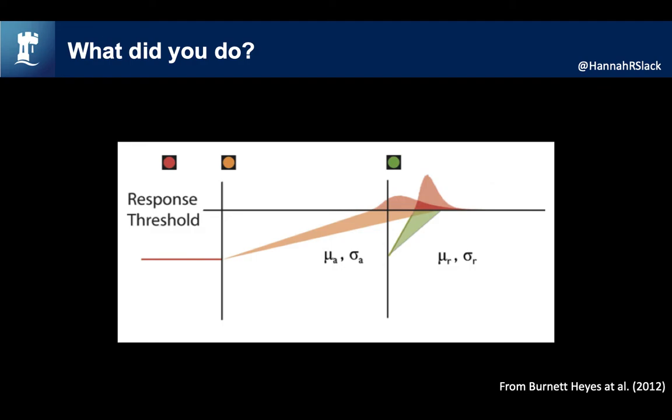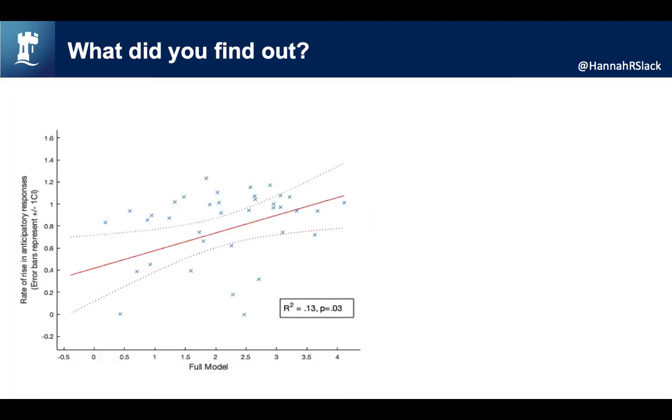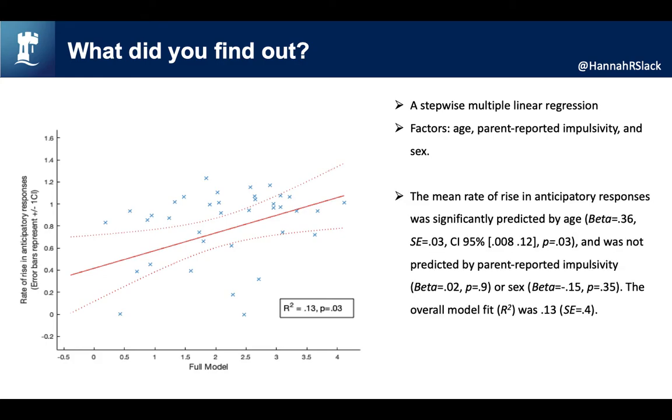So for this equation, we can see the mean rate of rise in participants' anticipatory and reactive responding. I conducted a stepwise linear regression on the mean rate of rise in anticipatory responses with the factors age, parent-reported impulsivity, and sex. The mean rate of rise in anticipatory responses was significantly predicted by age and was not predicted by parent-reported impulsivity or sex. So this suggests that as age increases, the mean rate of rise in anticipatory responses also increases. So, as children get older, they're more likely to start predicting when best to respond.